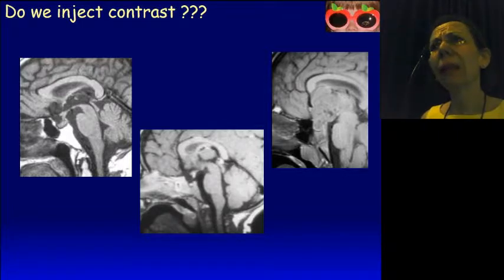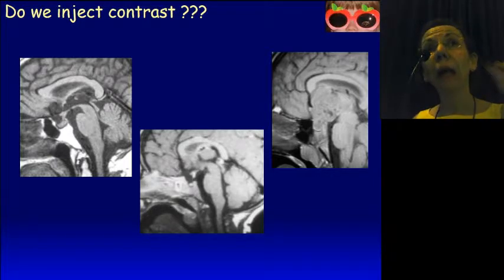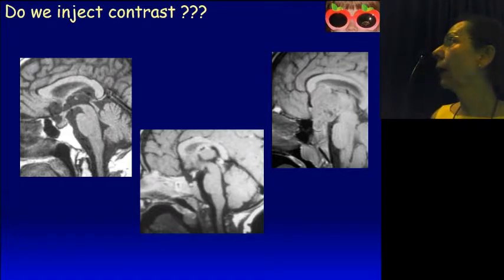But is there an interruption of the pituitary stalk? I cannot answer this question by plain images. I need to inject contrast to see if there is a hypoplastic pituitary stalk, because this is very important for the prognosis. And then I see this case.